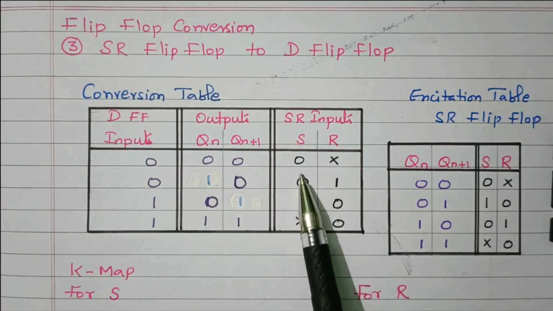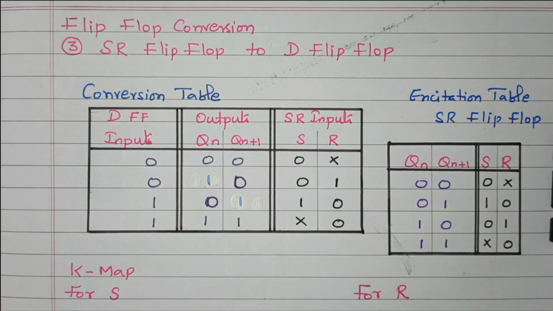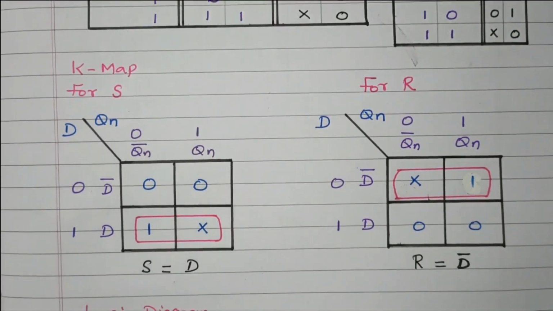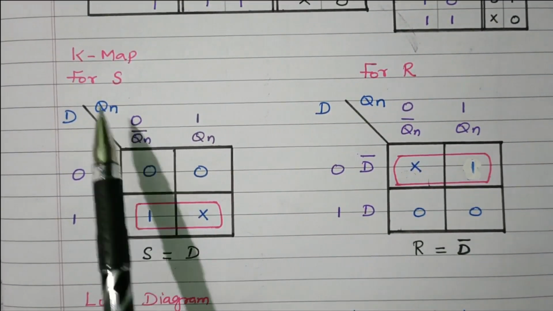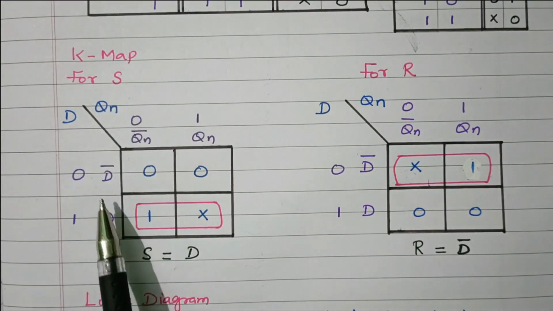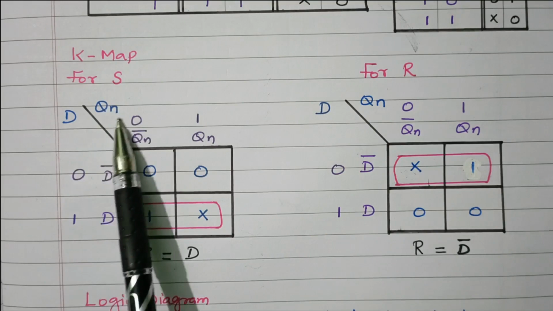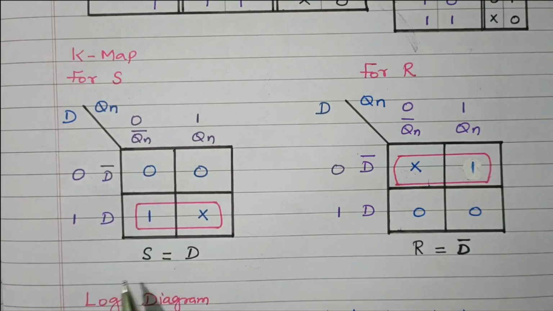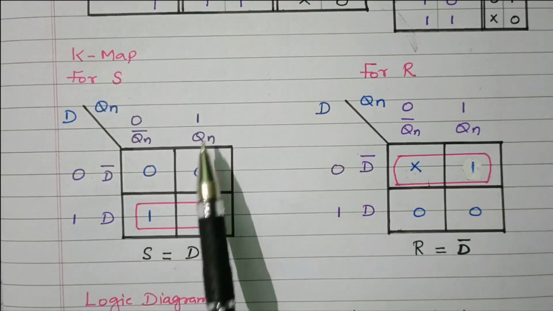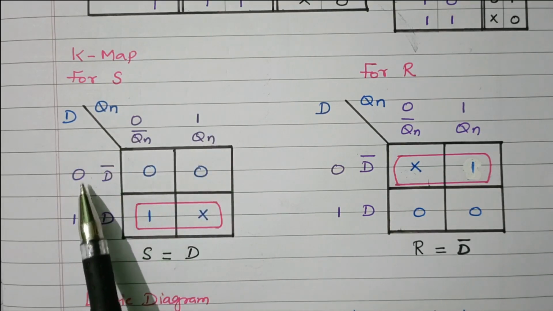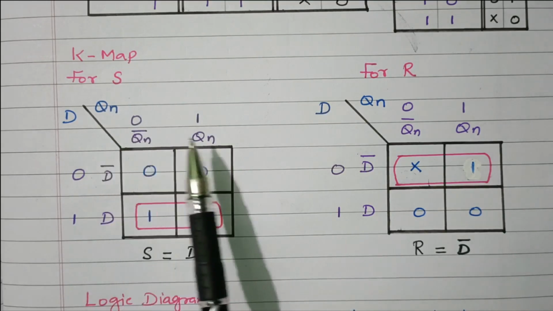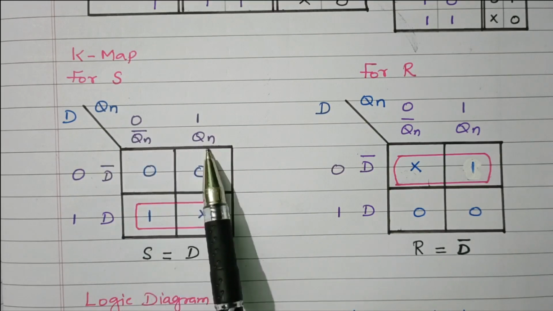By using the K-map we need to find the expression for S and R. Now we'll see the K-map. What is the K-map available for finding the expression of S and R? So this is the K-map available. First we will find the expression for S. So two inputs, D and Qn. From that we can find the expression for S. D is available vertically, Qn horizontally. D is one variable with two possibilities, 0 and 1, D bar and D. Qn is one variable with two possibilities, 0 and 1, Qn bar and Qn.